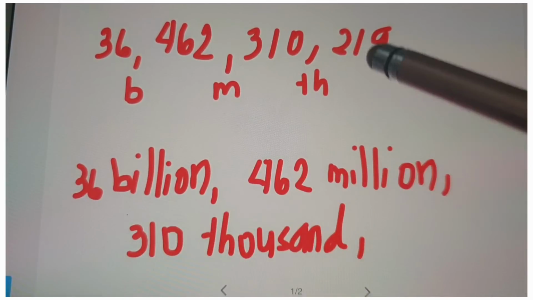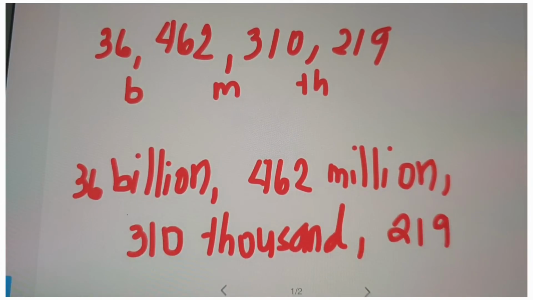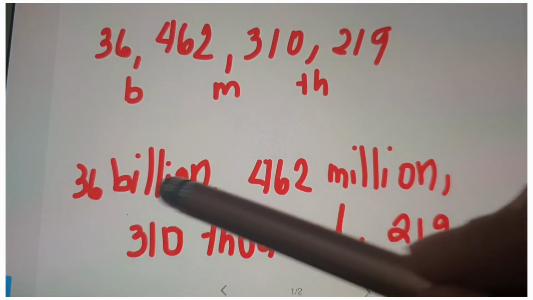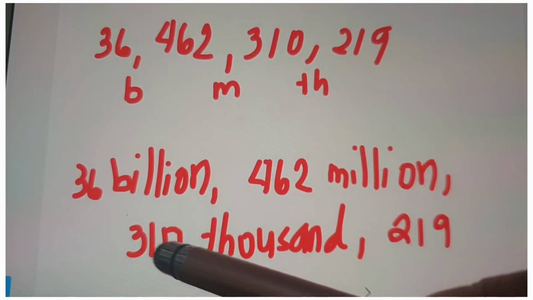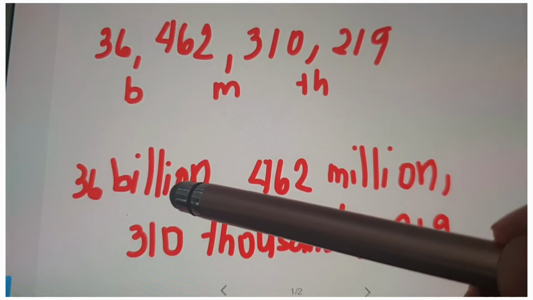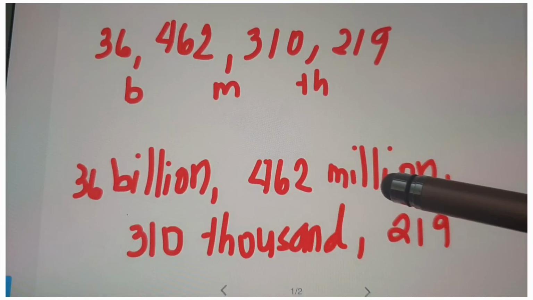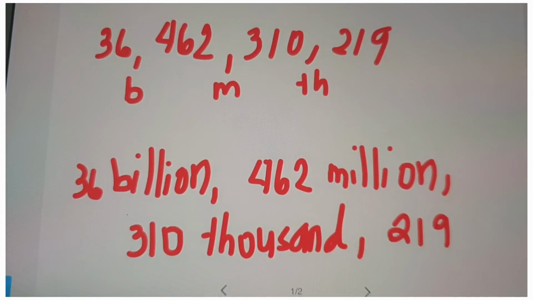310,000. And the last number is 219. That's it. 36 billion, 462 million, 310,219. Very easy, right? Let's read together. 36 billion, 462 million, 310,219. Very good.